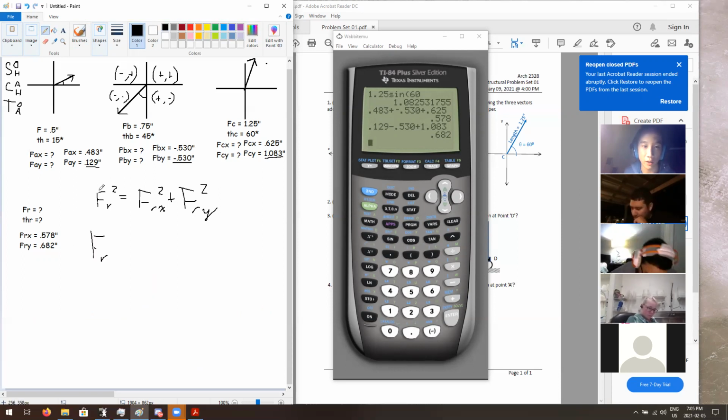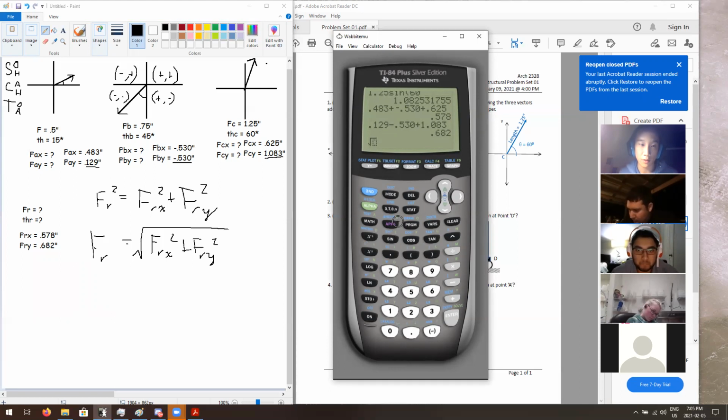F R. Now how do we take off the square? We have to square root the entire equation, this side of the equation and this side of the equation. So F R squared, square root is just F R, equals the square root of F sub R x squared plus F sub R y squared. Beautiful.